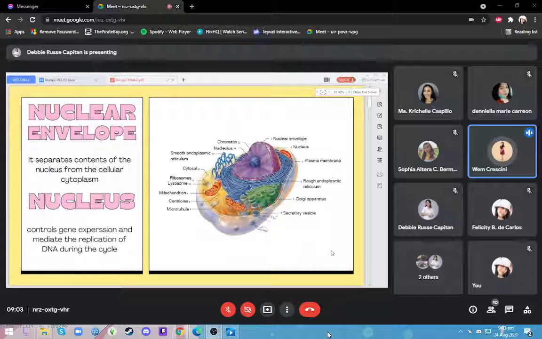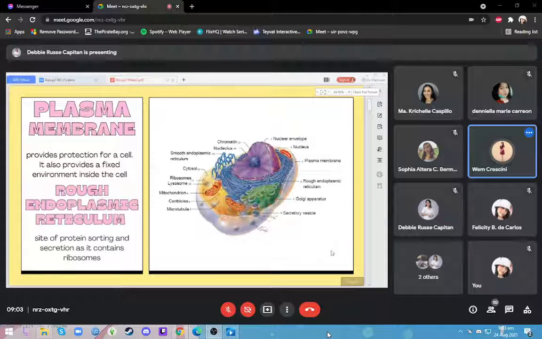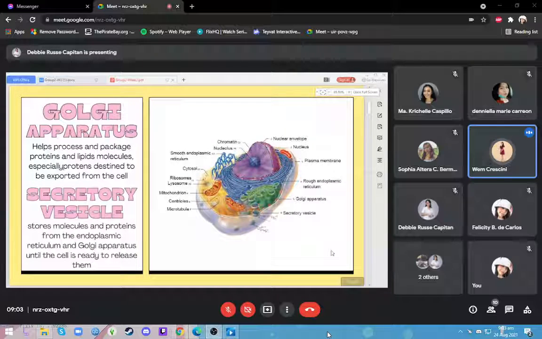Number three, our answer is plasma membrane, which provides protection for a cell. It also provides a fixed environment inside the cell. Number four is the rough endoplasmic reticulum, which aids protein sorting and secretion as it contains ribosomes. Next, our answer for number five is Golgi apparatus. It helps process and package protein and lipid molecules, especially proteins destined to be exported from the cell.